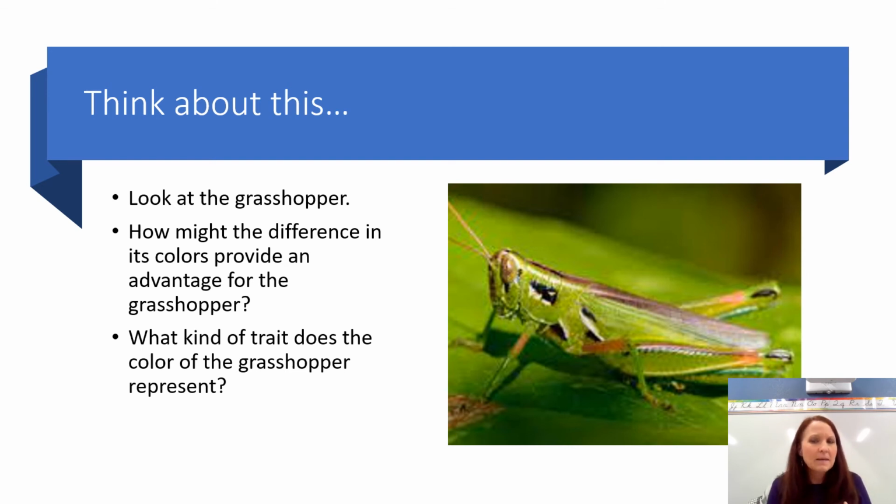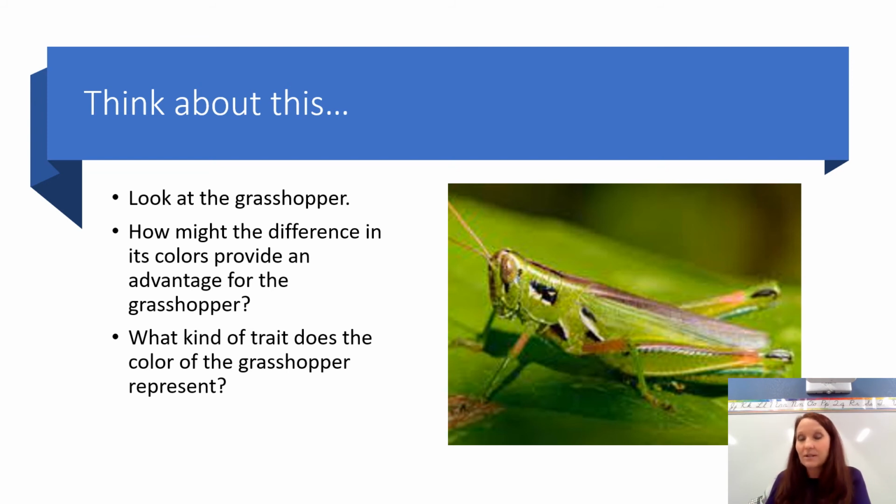So is it a behavioral trait? That means it's doing something, it's acting a certain way. Is it an acquired trait? That means it kind of learned how to be colorful. Do you think that that trait is inherited, meaning it got the colors from its parents? What do you think that the different colors of the grasshopper represents? Okay, so those are some things to think about.